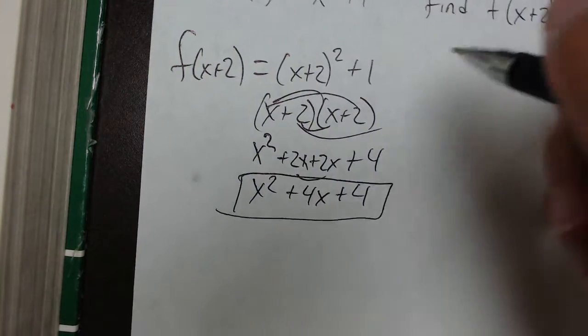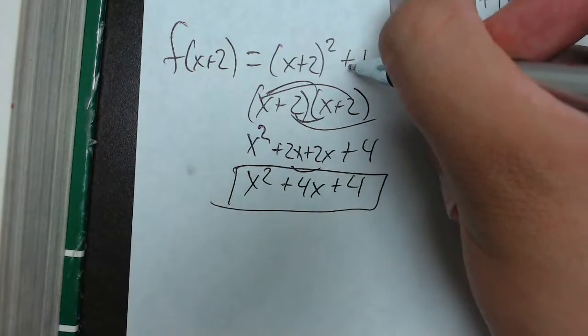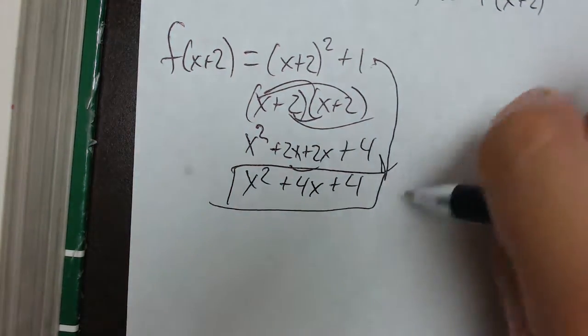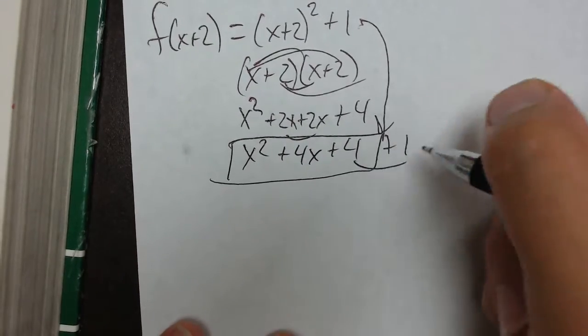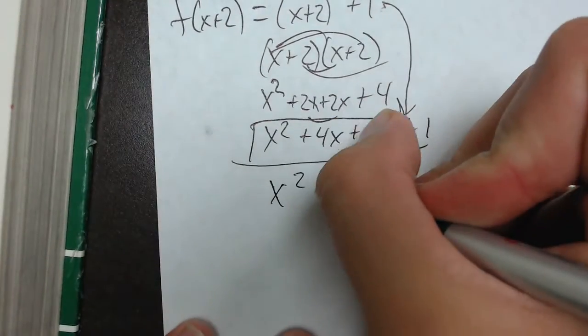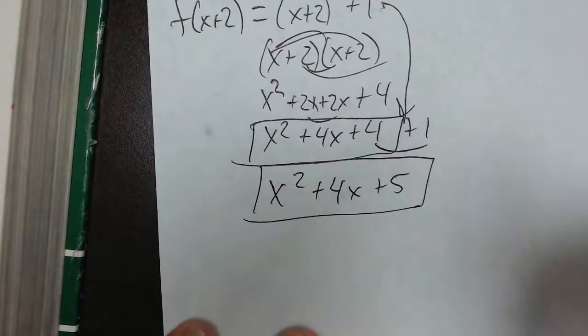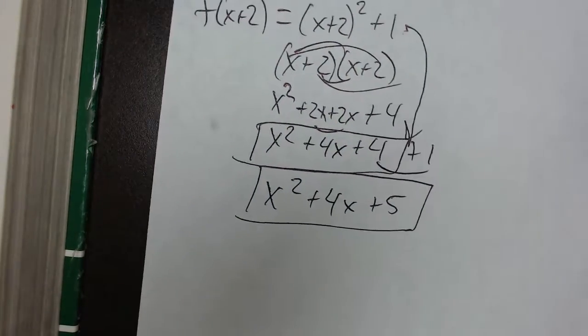Oh wait, I'm sorry. Not our final answer. I forgot about this plus 1 at the end. So that foils it, and then we have to not forget about our plus 1, which is going to combine like terms here, which makes our final answer x squared plus 4x plus 5. And that's as simple as we can make it because we don't know a value for x.